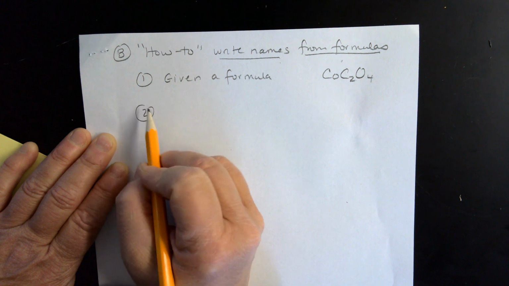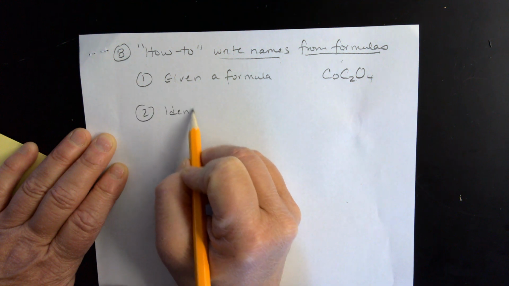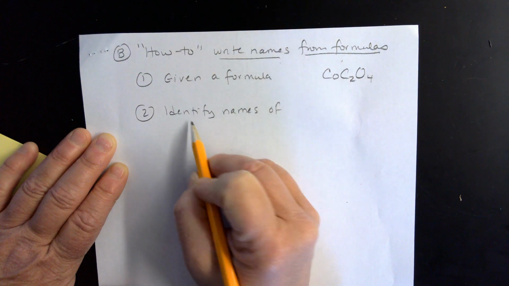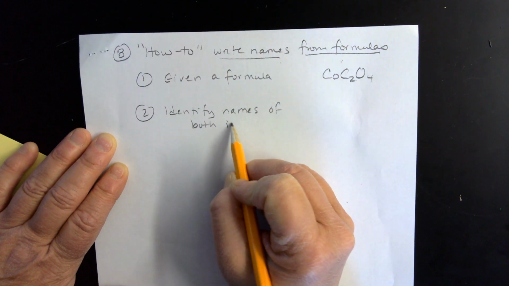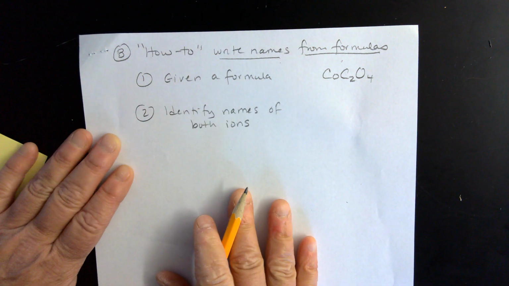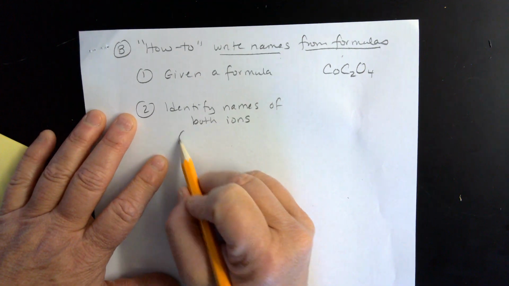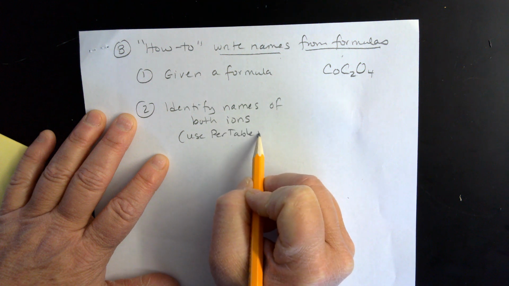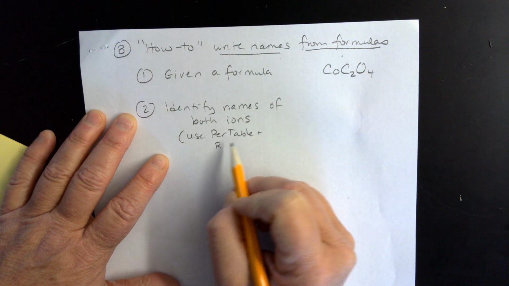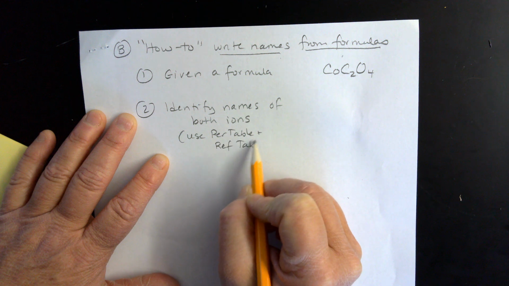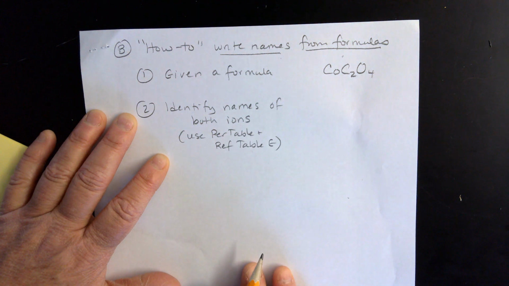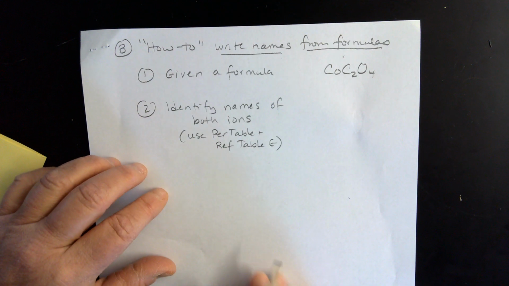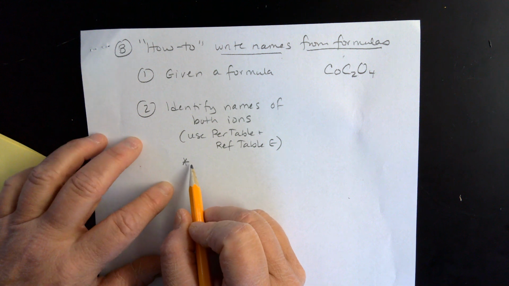So I'm giving you a formula. The next thing you have to do is identify the names of both ions, the cation and the anion. You may need to use the periodic table. You are likely to have to use reference table E, because I don't expect that you're going to have all these memorized. And when you are doing this process, here's a couple of things to remember.